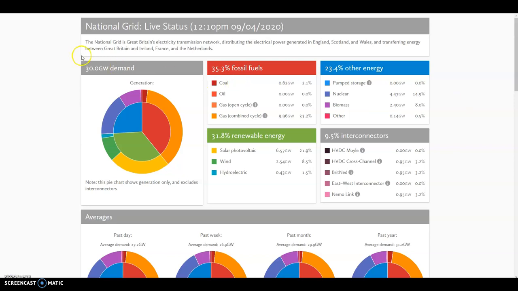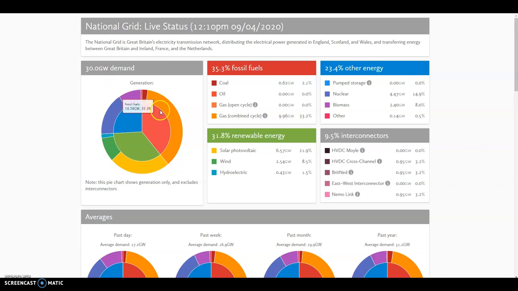This is the live National Grid status at 11 PM on the 9th of April 2020. That's when I've recorded this video. This is what the National Grid is currently doing. And we've got the demand. At the moment, we've got 30 gigawatts of demand. That's how much electricity the country is using and getting from the National Grid right now.